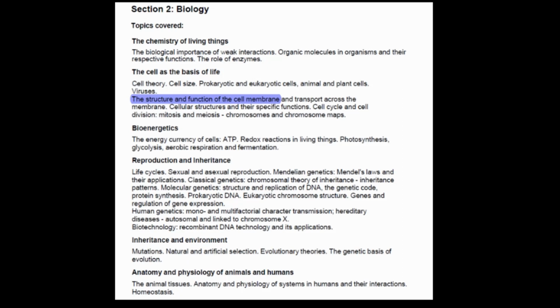Hi everyone, this is Andy from Med School EU, and we're going to continue on with section 2 of the IMAT for biology. And in today's video, we're going to cover the structure and function of the cell membrane.